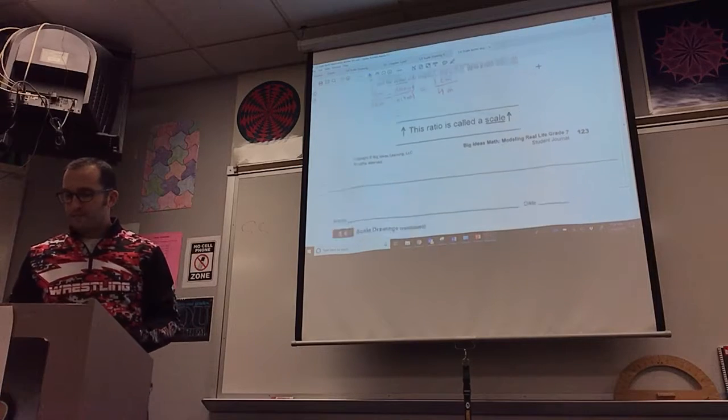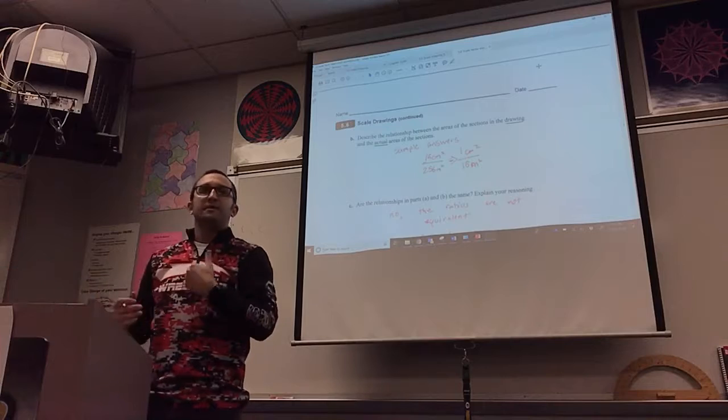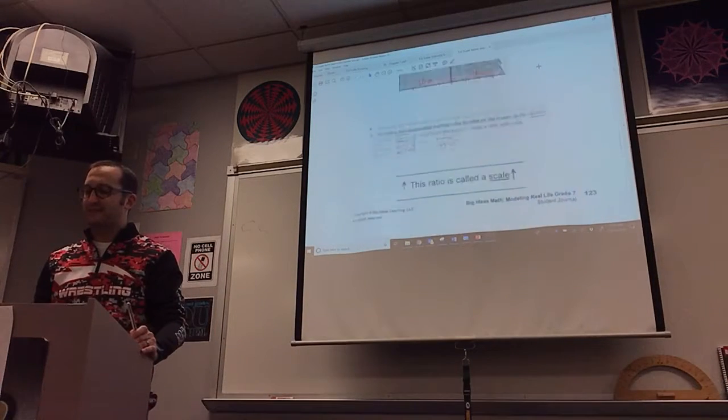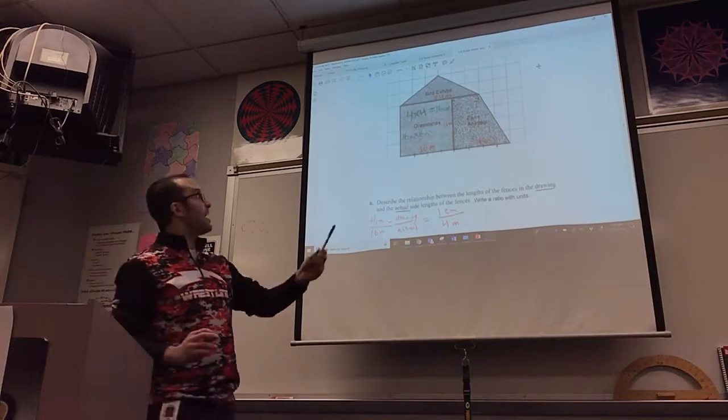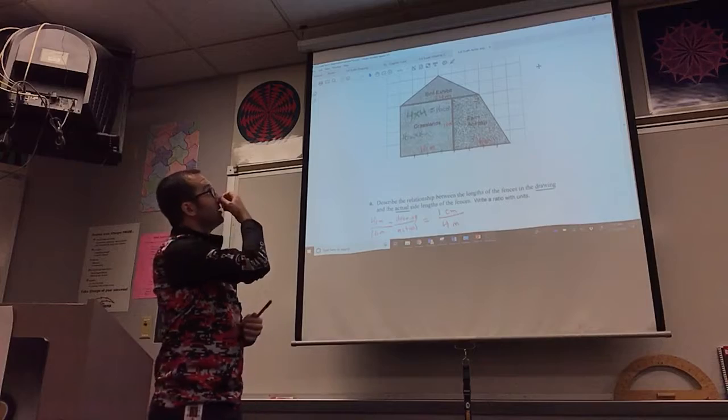So when you move on, it says describe the relationship between the areas in the section. Well, how do we find the areas? Well, for me, I'm going to look at the easy area. Which of those sections is the easiest area to find? The grassland. Yeah, the grassland, the square one, right? What's the area on the picture?